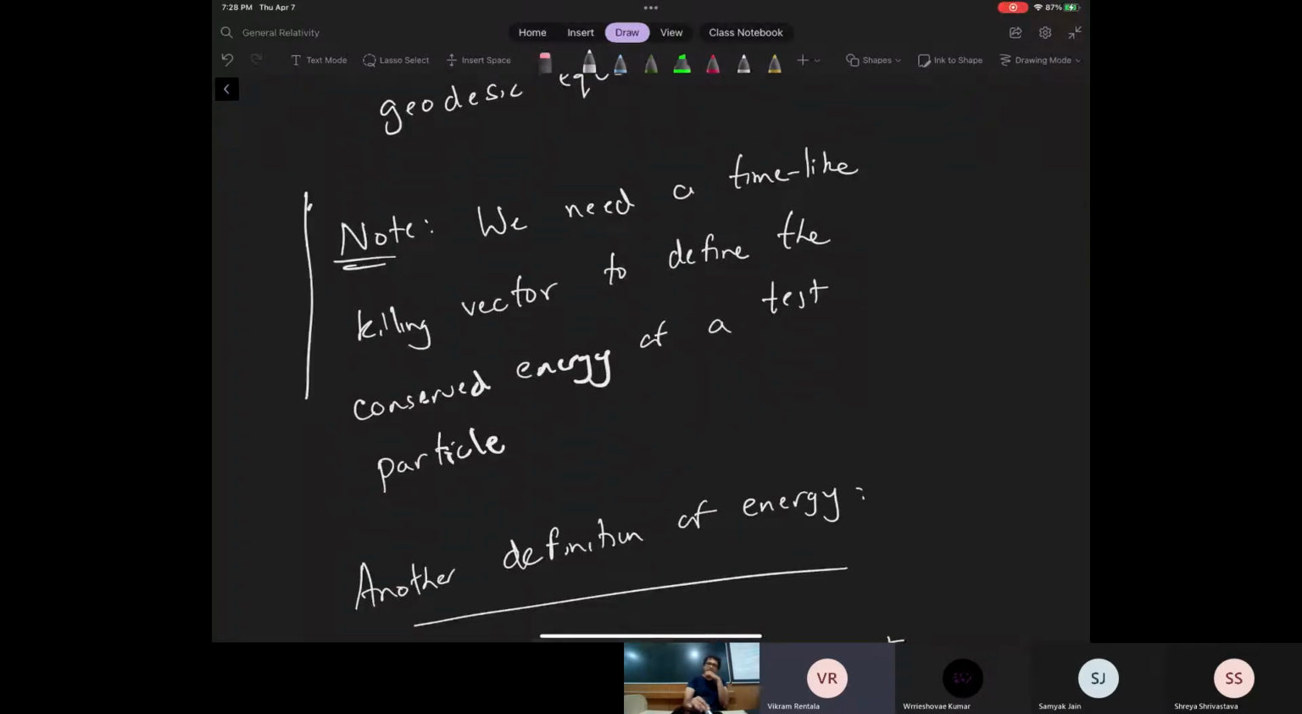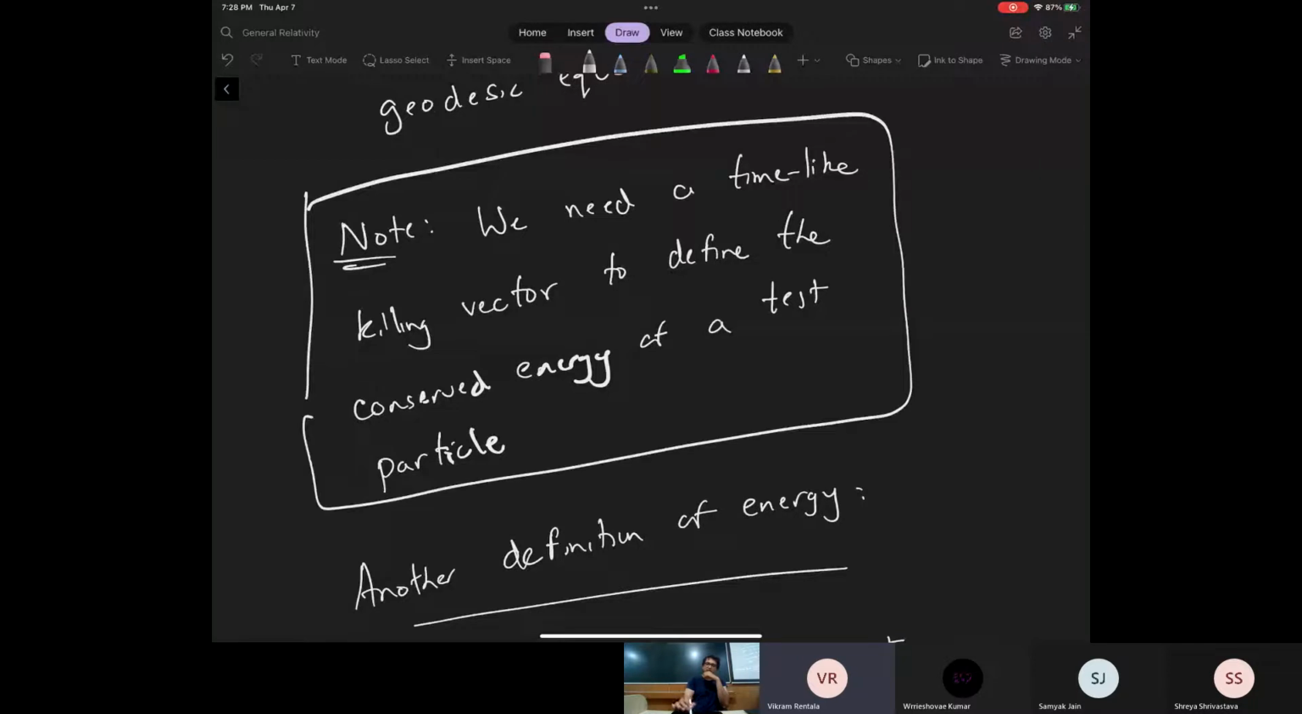Yeah, sorry, I think I already made this comment. So you need a time-like Killing vector to define the conserved energy of a test particle. In the Schwarzschild case, we happen to have that. Therefore, the total energy of a particle is conserved. In a general spacetime background, which we have not seen examples of yet, this need not hold.